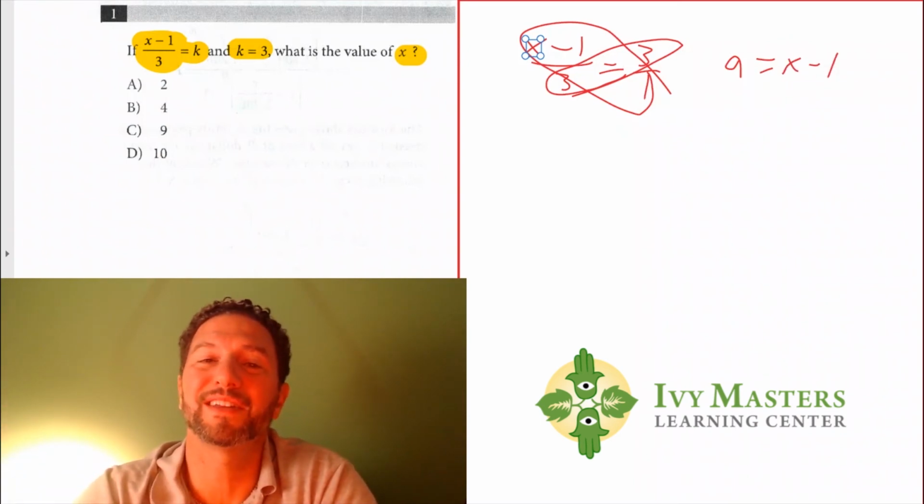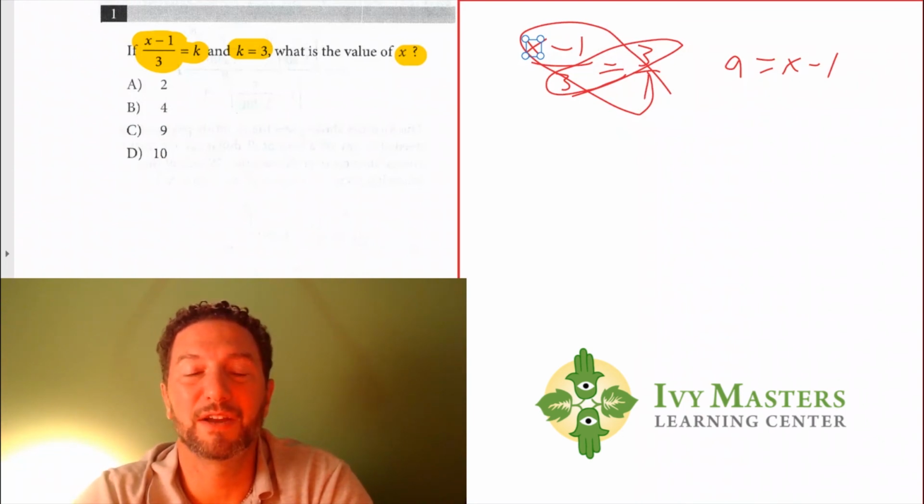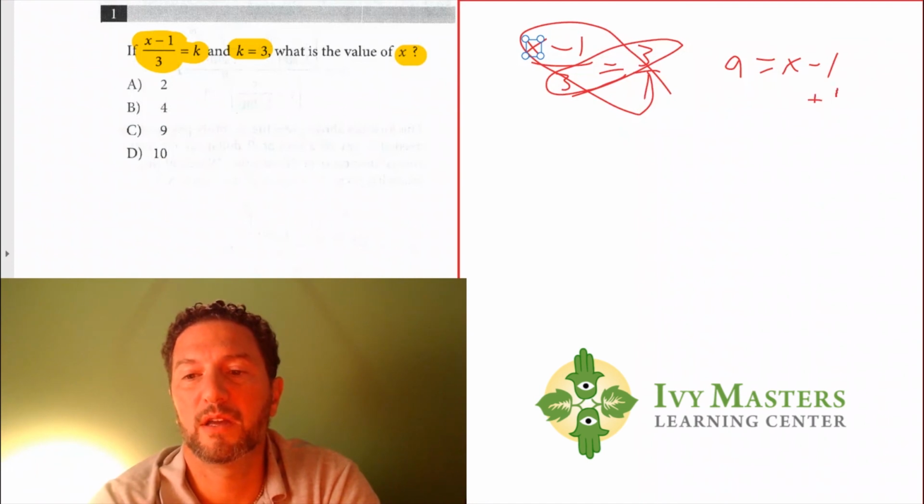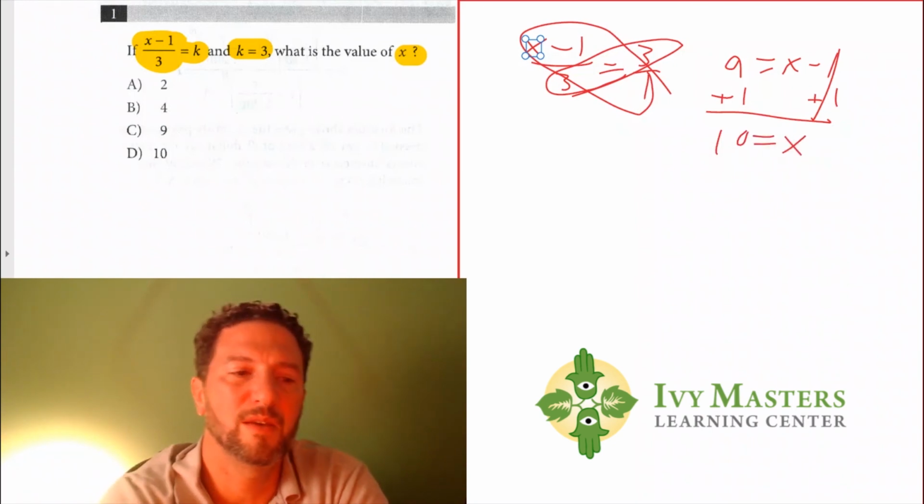I see students all the time cross multiplying and making a fraction, which is wrong. So 9 equals x minus 1, add 1, add 1. And this cancels, and you can see that your x equals 10 once again.